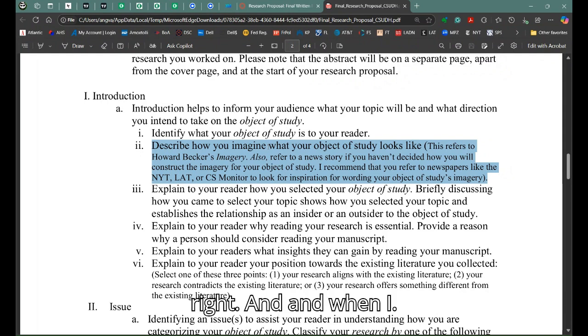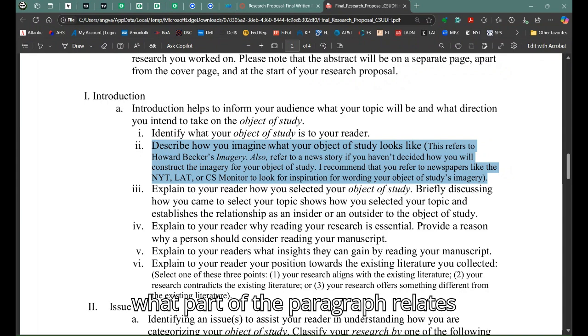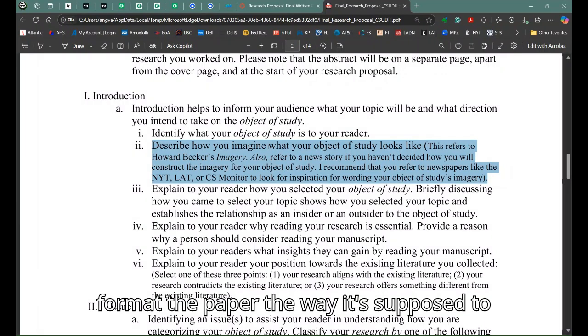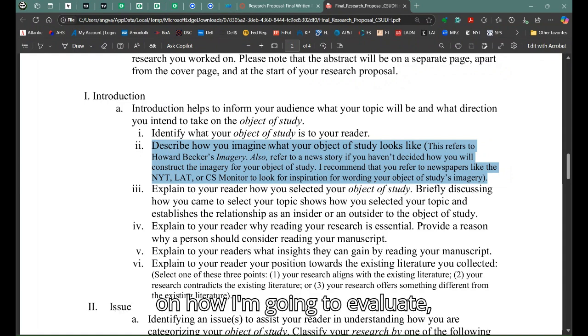Right. And when I show you the example, I will indicate what part of the paragraph relates to what part of the points on this handout. Okay. So then there's going to be no excuse to not be able to format the paper the way it's supposed to be formatted. Going back to the handout on how I'm going to evaluate, it's important to format papers properly.